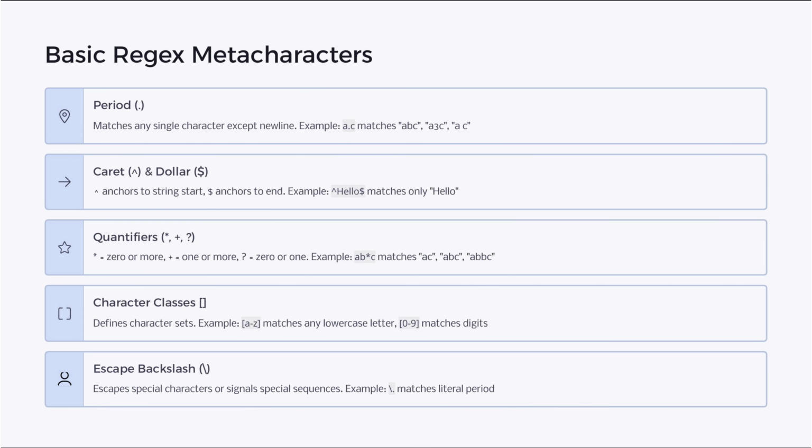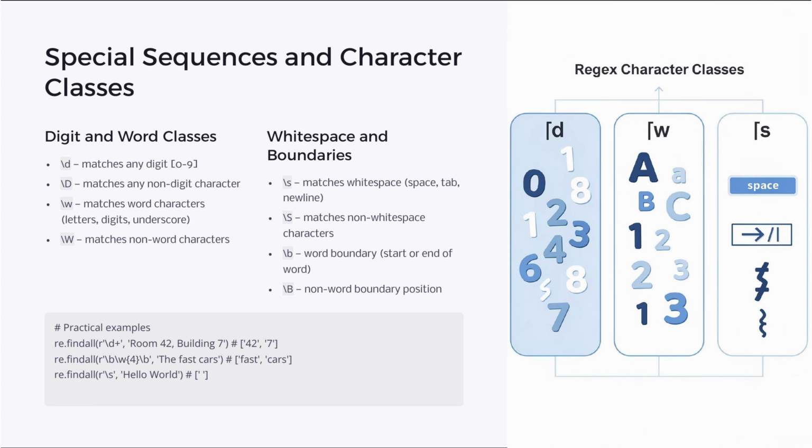Character classes in square brackets specify sets, while the escape backslash handles special characters or sequences. Special sequences in RegEx enhance pattern matching. \d matches digits, and \D non-digits. \w captures word characters, \W non-word. \s identifies whitespace, \S non-whitespace. \b marks word boundaries, \B non-boundaries.